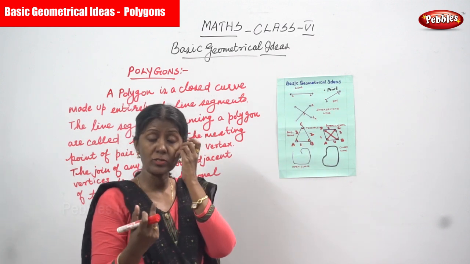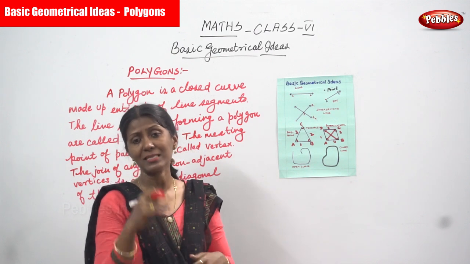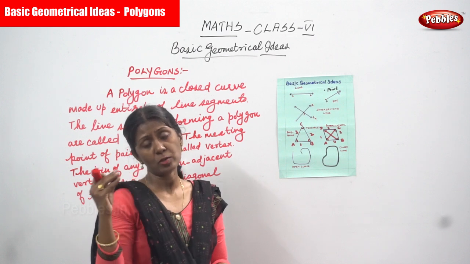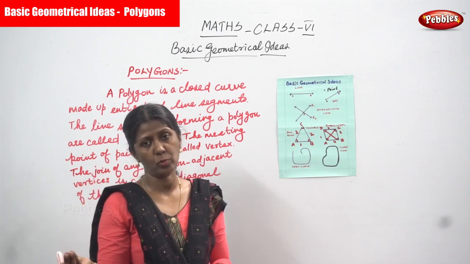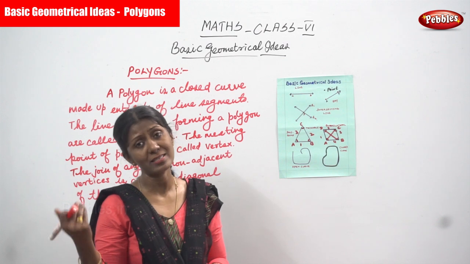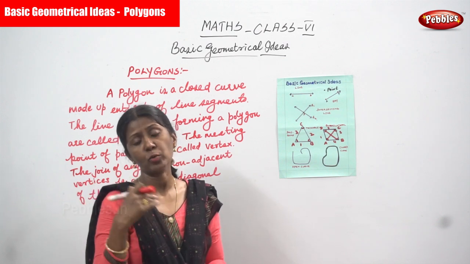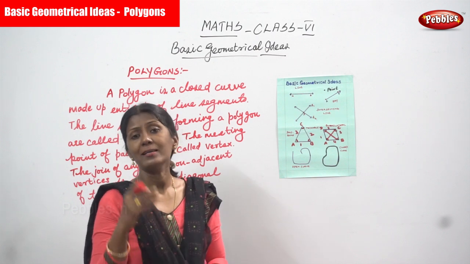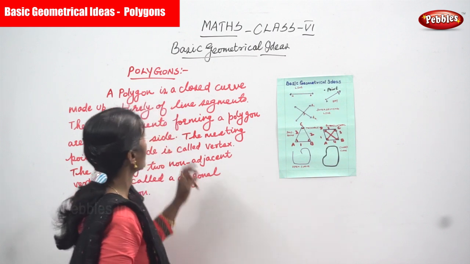What is a closed curve? In maths, a straight line is also called a curve. Generally we say that a curve is not a straight line, but in maths we can say a straight line is a curve. That is what a closed curve is.